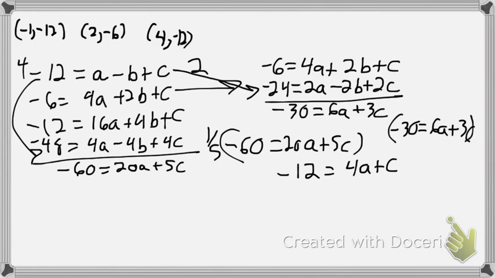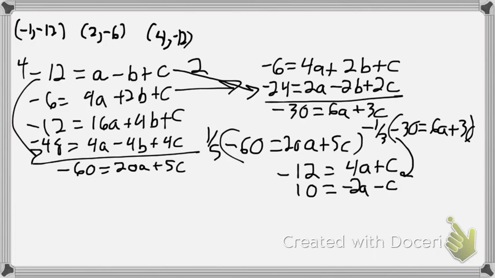I'm going to multiply that one by a negative 1/3. Okay, so same general idea. Negative 1/3 times negative 30 is a positive 10. Negative 1/3 times 6a, 2a. Negative 2a, got to keep that negative there. And negative 1/3 times 3c is going to give me negative c.